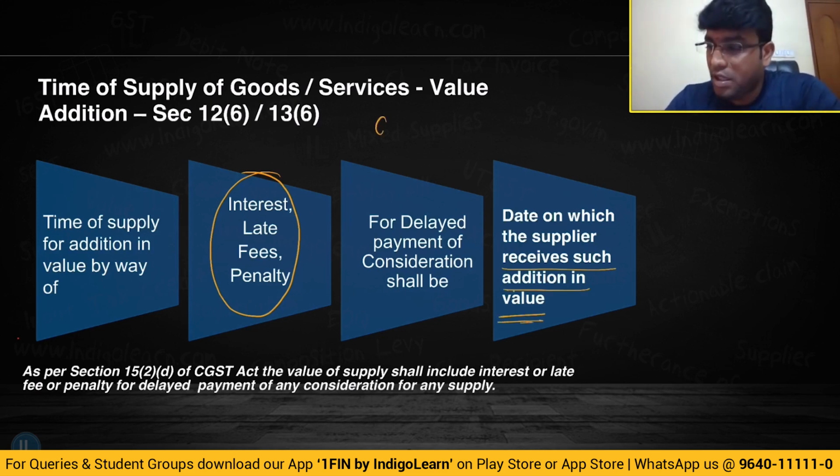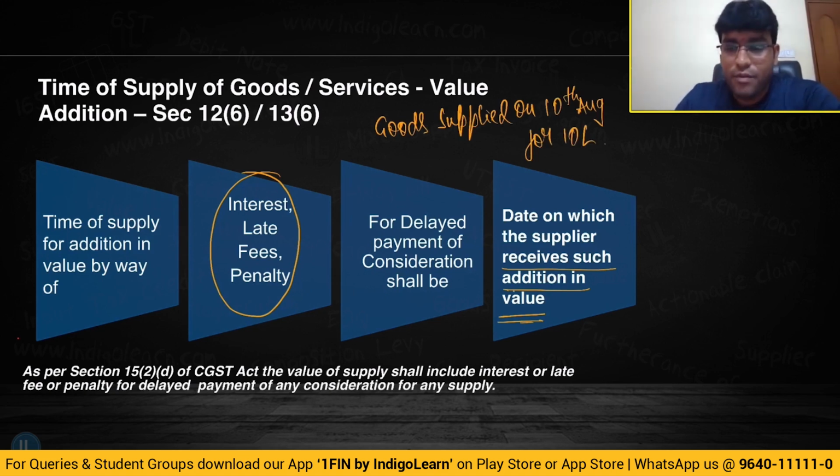For example, let's say goods were supplied on 10th August. For what value, sir? 10 lakhs. When goods are supplied on 10th August for 10 lakhs, the recipient did not make payment on time. So an extra 1 lakh penalty was taken. Total how much amount is taken?